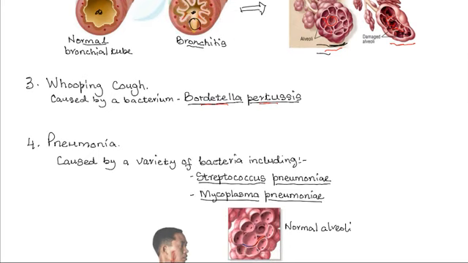Then there is pulmonary tuberculosis. Pulmonary tuberculosis is a disease that affects various organs. That is, tuberculosis in general is a disease that affects various organs, including the bones, the skin, kidneys, intestines, and also the lungs. So the specific tuberculosis that affects the lungs is known as pulmonary tuberculosis, which is caused by the bacterium Mycobacterium tuberculosis.